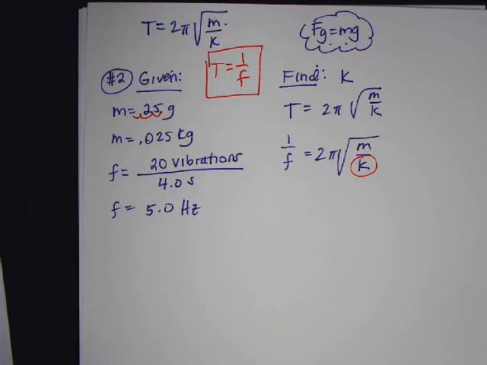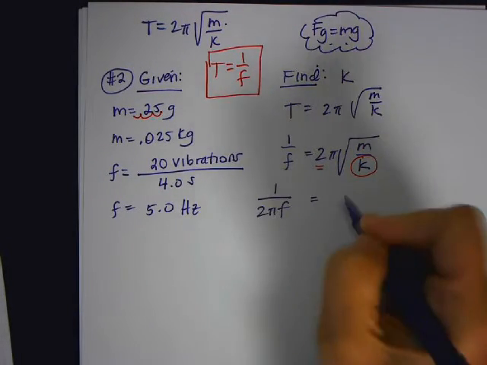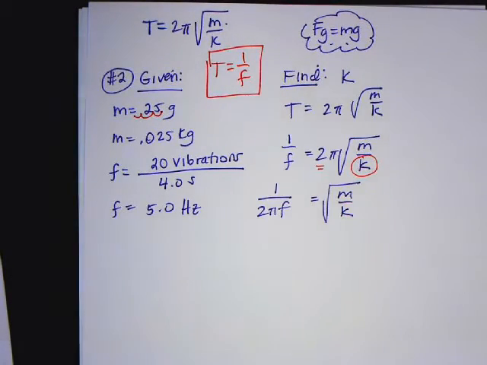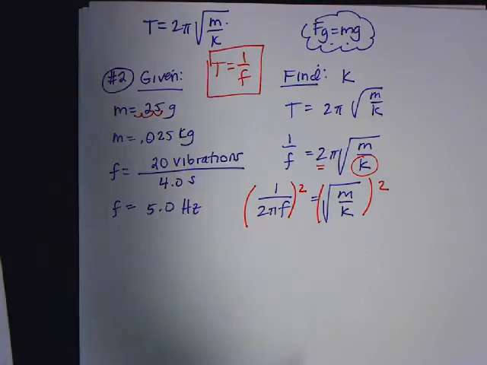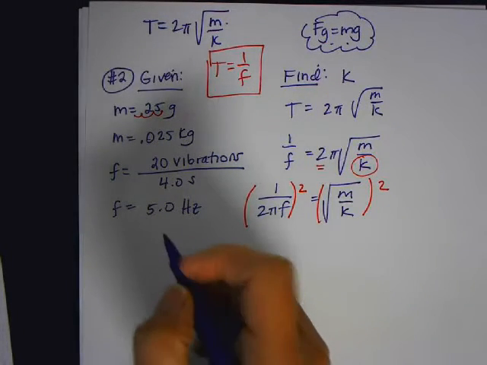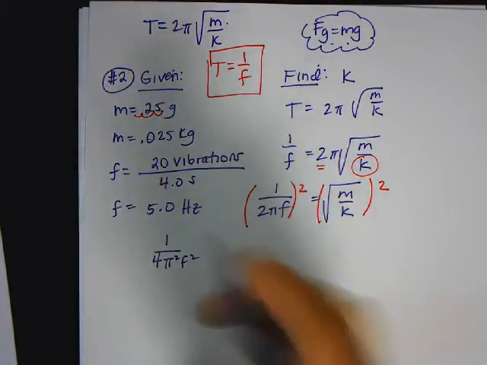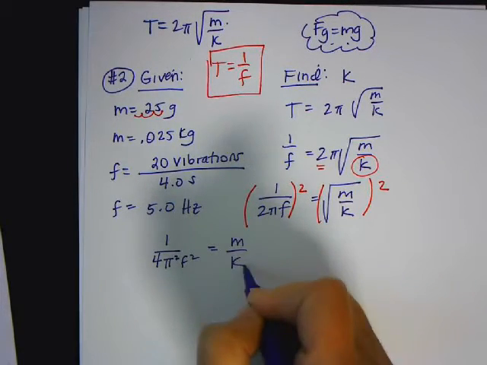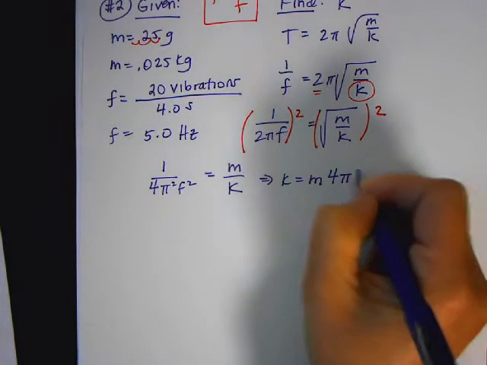Okay? So the first thing I'm going to do is divide by 2 pi. So now I'm going to have 1 over 2 pi f is equal to the square root of m over k. And now it's pretty simple. It's kind of like what we did yesterday. So now I want to get rid of the square root, so I'll square both sides. So when I do that, I'm going to end up with 1 divided by 4 pi squared f squared, remember I have to square everything, is equal to m over k. Once I get to this point, I cross multiply. So I have k is equal to m 4 pi squared f squared.